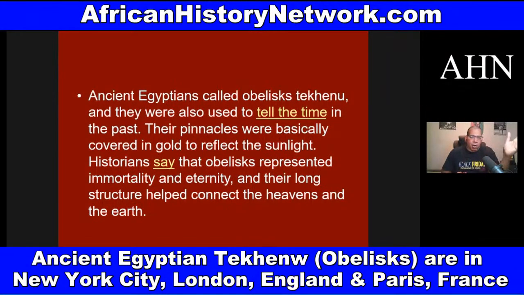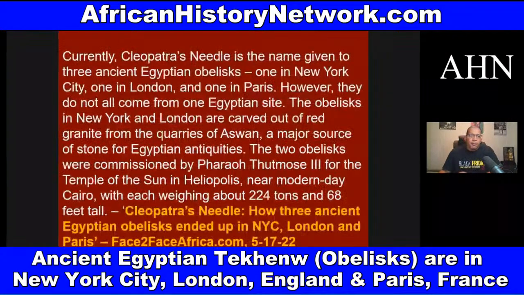When you go to graveyards, you'll see those stone structures. You'll see obelisks in graveyards also. Historians say the obelisk represented immortality and eternity, and their long structure helped connect the heavens and the earth. Currently, Cleopatra's Needle is the name given to 3 ancient Egyptian obelisks, or Tekkenu, one in New York City, one in London, and one in Paris, France.